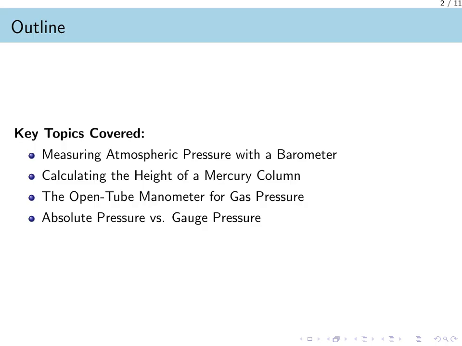Next, we will examine a similar instrument called the open tube manometer, which is used to measure the pressure of a gas inside a container. Finally, we will define and distinguish between two important concepts: absolute pressure and gauge pressure. Understanding this difference is key to correctly interpreting pressure measurements in many practical situations.